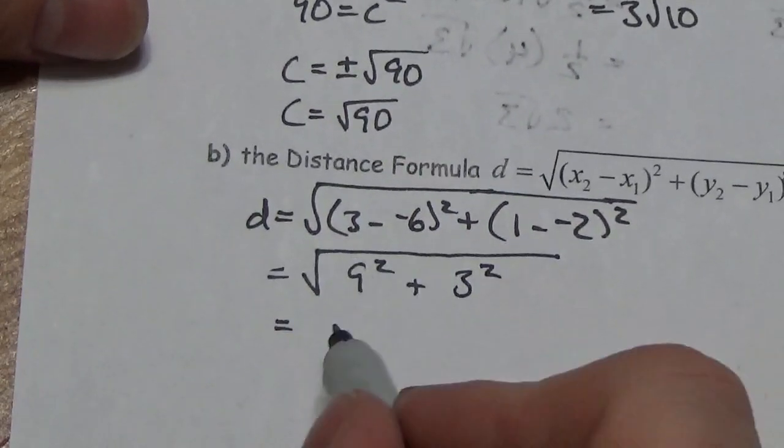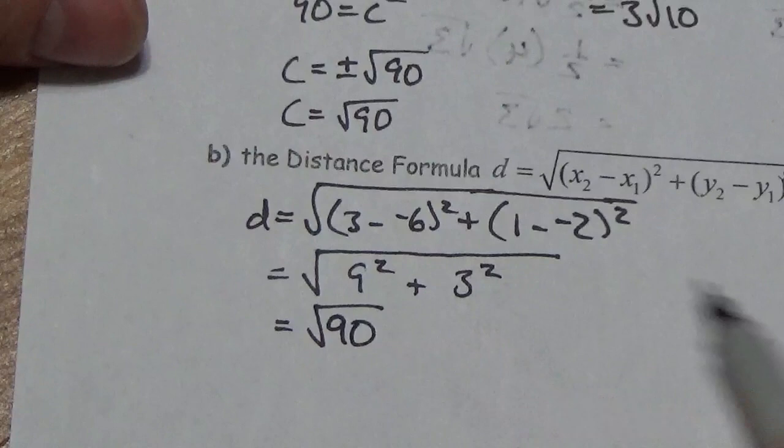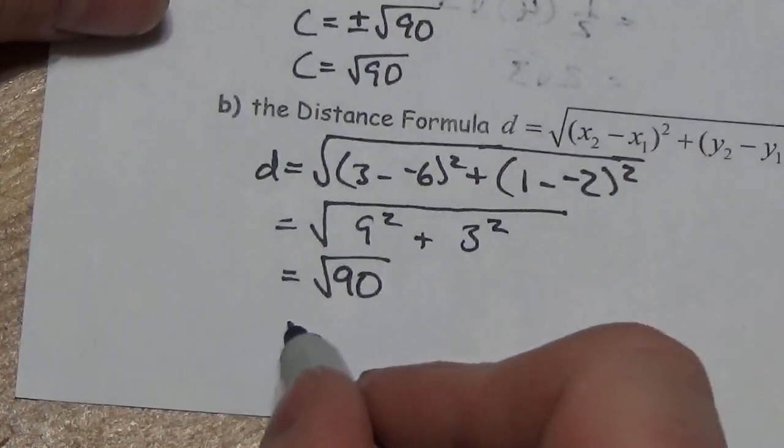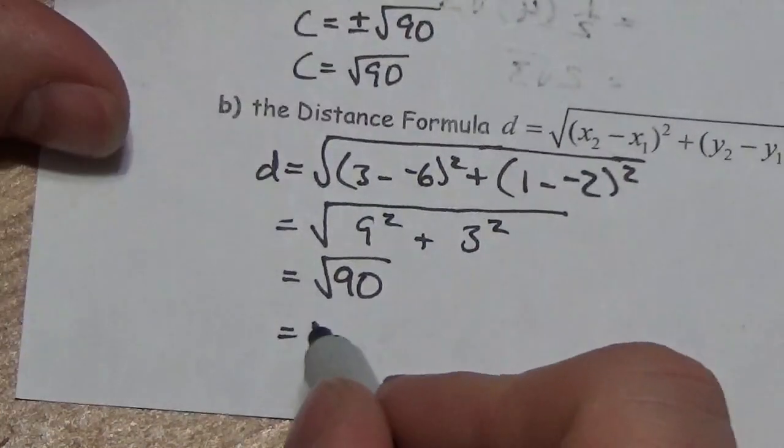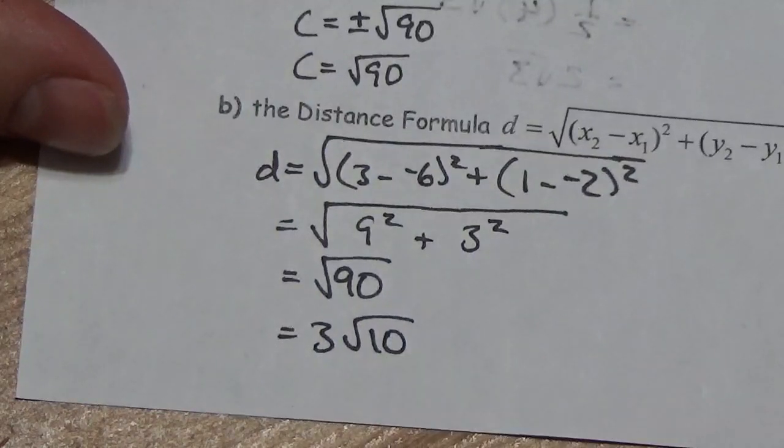Okay, and now we've already gone through that. We know that this is going to end up being the square root of 90. And we just saw that before. When you break that apart into a mixed radical, you get 3 root 10.